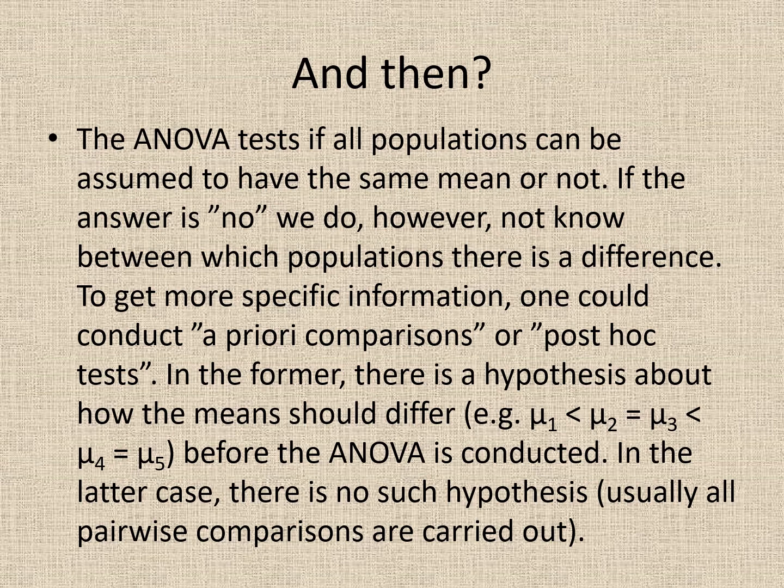That means that you have a hypothesis about how the population means would differ from each other. So you could, for instance, have this kind of hypothesis. My hypothesis is that population 1 has the lowest mean. Population 2 and 3 have the same and second lowest mean. And population 4 and 5 have the highest mean.